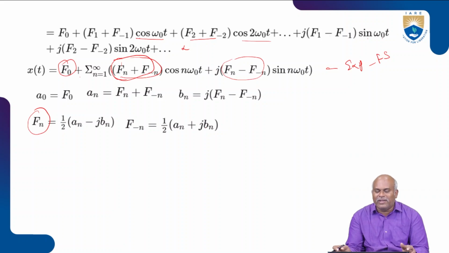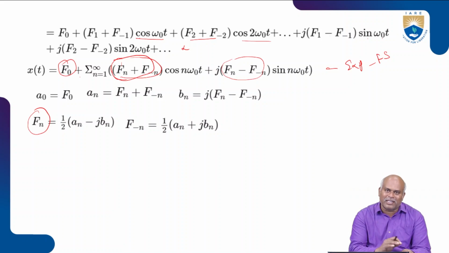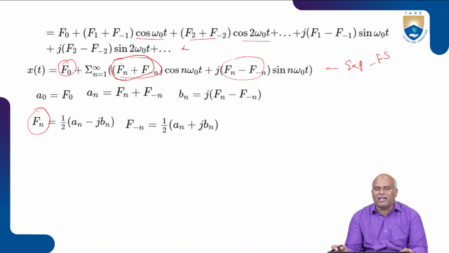So this is a way we can convert the Fourier series from exponential to trigonometric or trigonometric to exponential. This is a relation between the trigonometric and exponential Fourier series conditions.